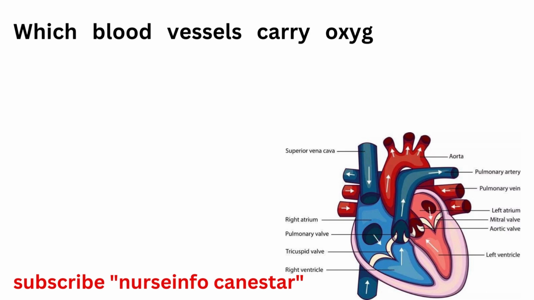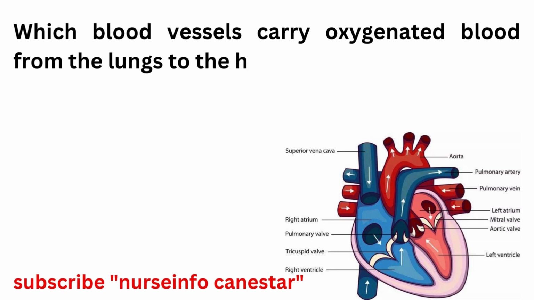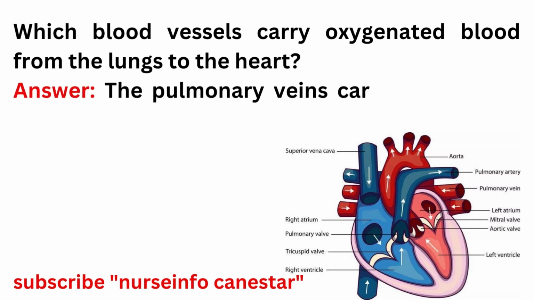Which blood vessels carry oxygenated blood from the lungs to the heart? Answer: the pulmonary veins carry oxygenated blood from the lungs to the heart.